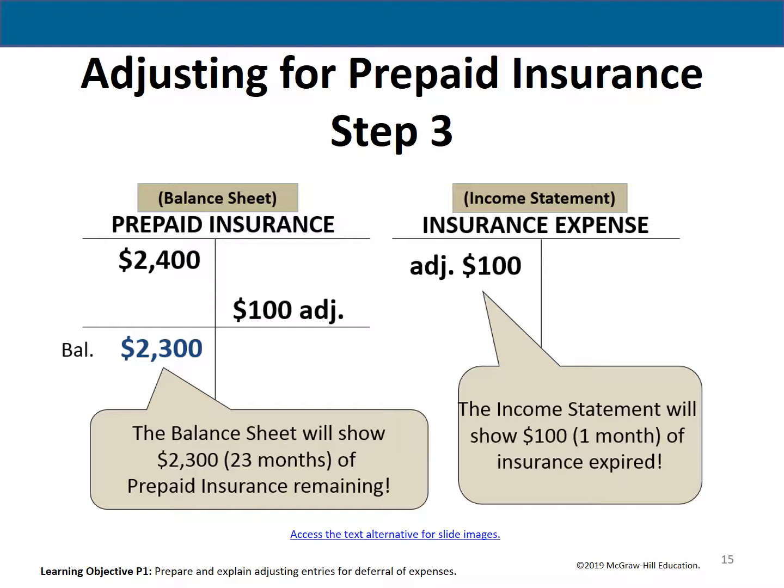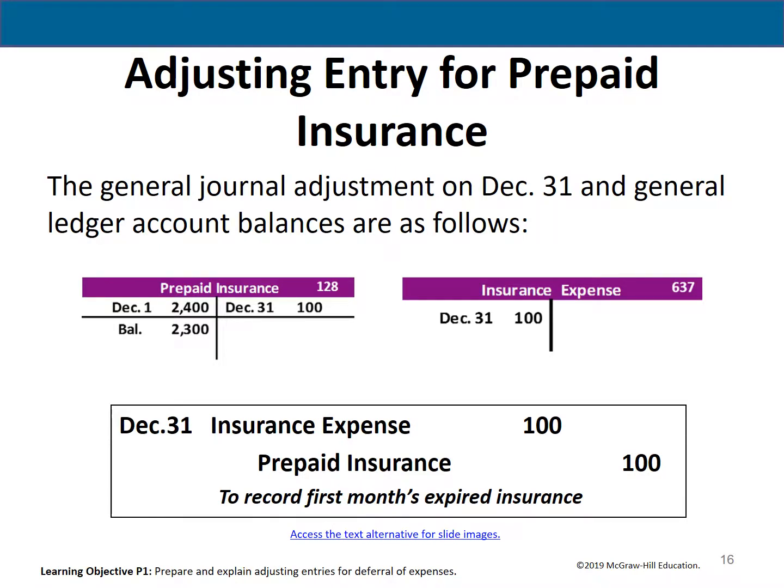So when we update the accounts, now there was a missing expense. $100 of insurance expense was missing. And our asset is properly being reported at the end of the time period that we're getting ready to do our financial statement at the $2,300 balance. And there is the journal entry itself that would be made in your journal, just like you make it with all your other journal entries.